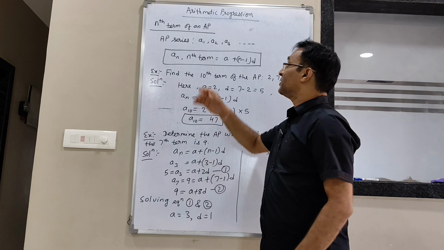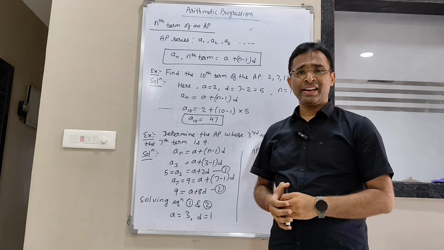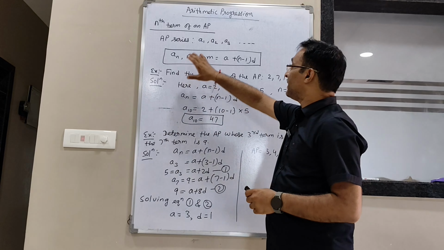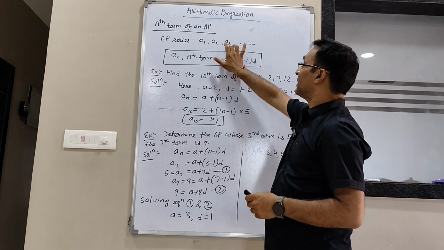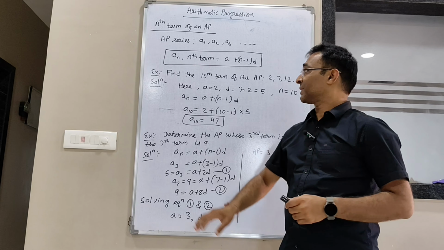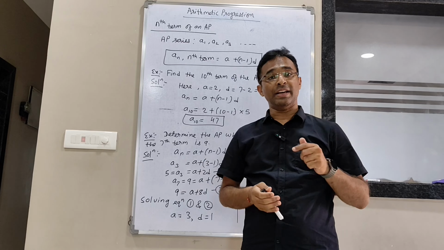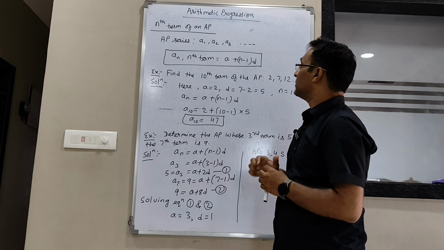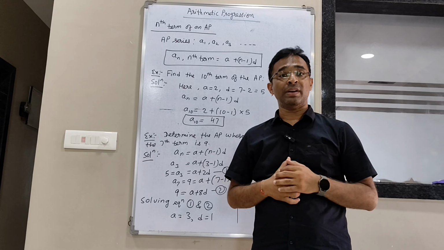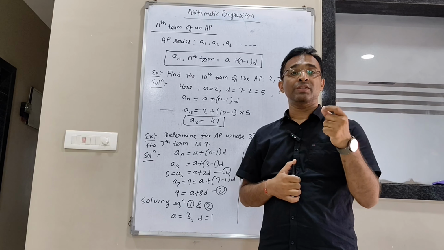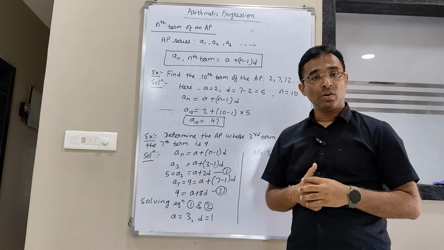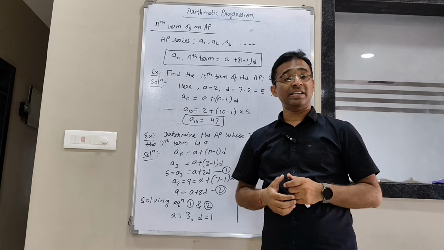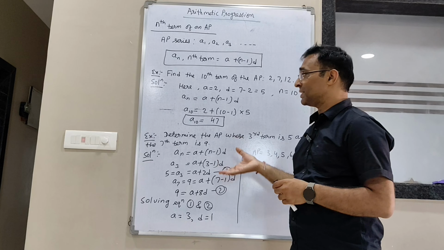Next is the nth term of the AP. Let's understand how to find the nth term of an AP. I have taken the AP a1, a2, a3 and so on. The formula for finding the nth term of the AP is a plus (n minus 1) into d, where a is the first term, n is the number of the term which we need to find out, and d is the common difference. So let's understand this by taking 2 examples.